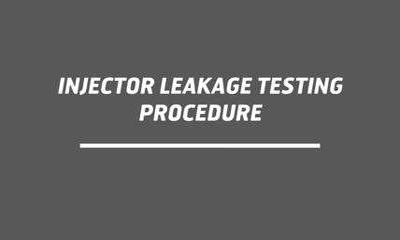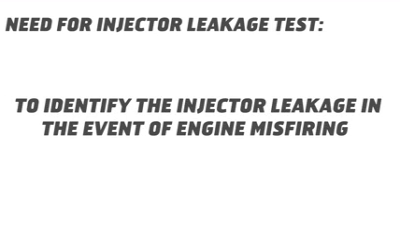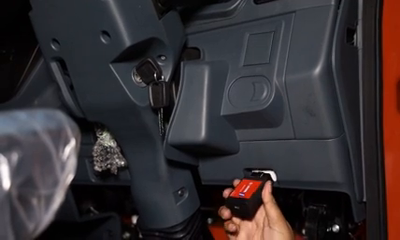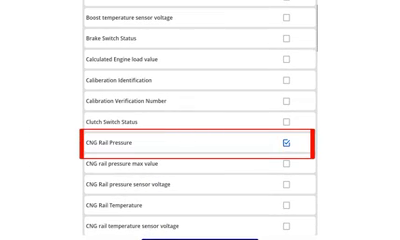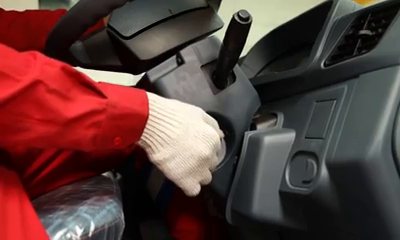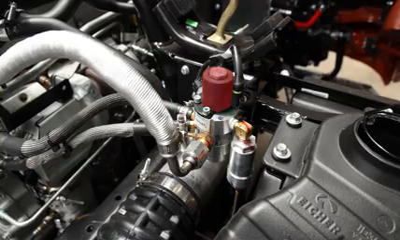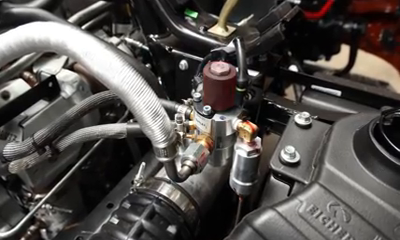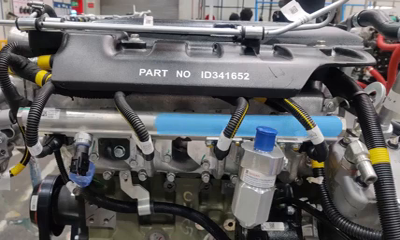Injector leakage testing procedure. Need for injector leakage test: to identify the injector leakage in the event of engine misfiring. Connect the DA Light tool. Check rail pressure value under Live Parameter option. Start the engine for a minute and then switch it off. Note: HPRV solenoid gets switched on and allows gas to flow inside common rail only when engine starts cranking.